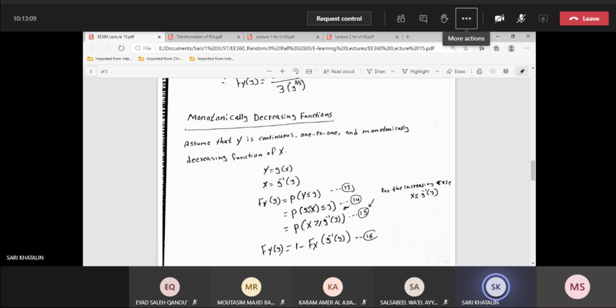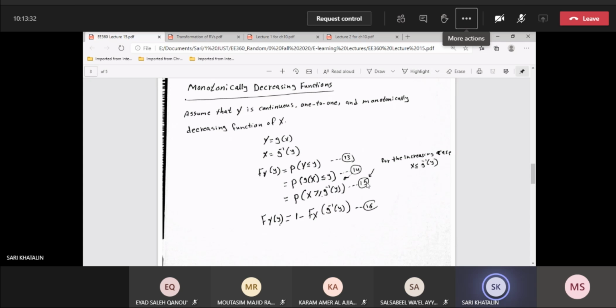The only difference is because g of x here in equation 14 is negative, we multiply both sides by negative, then the inequality is reversed. So equation 15 is going to be the probability of x larger or equal to the inverse function of y, because g of x is decreasing, is negative. In this case, Fy is equal to 1 minus Fx of the inverse function of y. So this is the difference between when the function is increasing or decreasing.